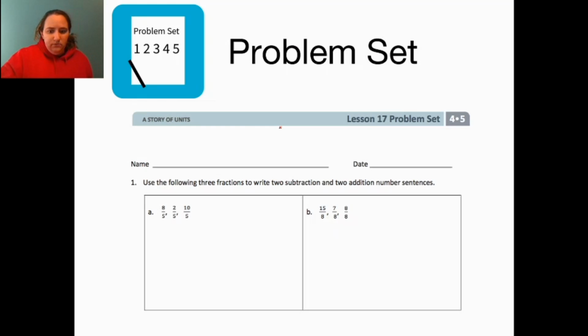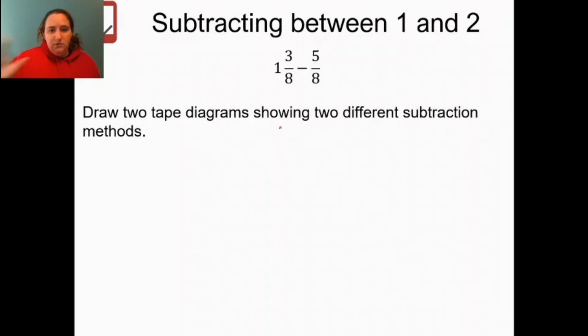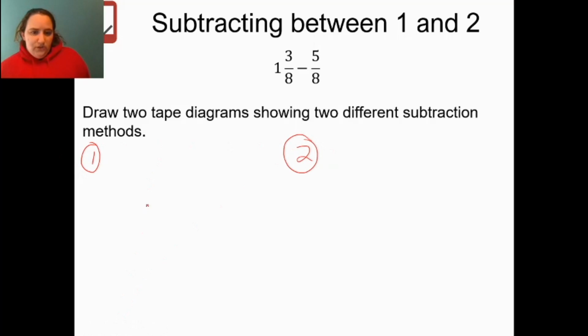We're going to be doing the exact same thing with this one. So I'm going to show the 2 tape diagram methods one more time so you can take a look. I'll do the first one in red and I'll do the second one in blue or something. Okay, so the first way is I've got 1 3/8. So that means I've got 1 whole. So this is 1, 2, 3, 4, 5, 6, 7, 8.